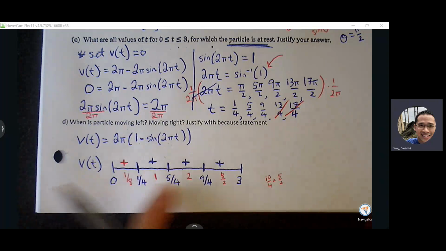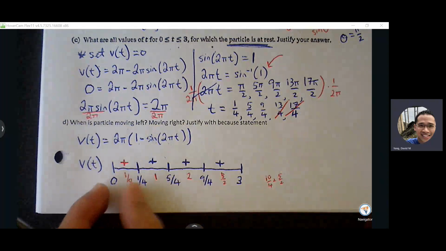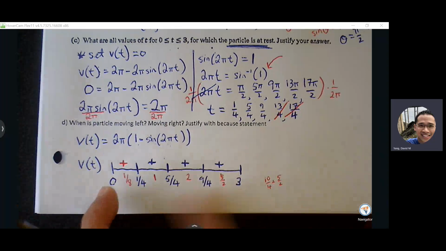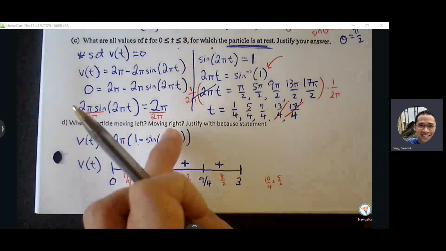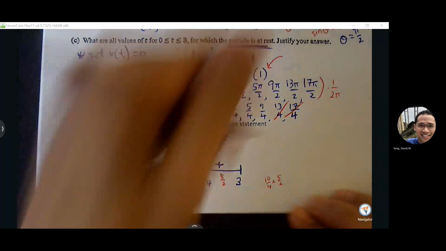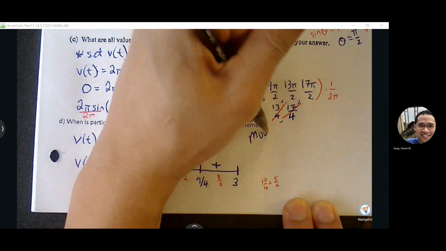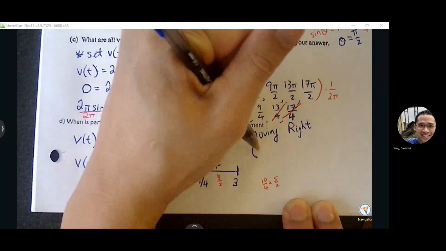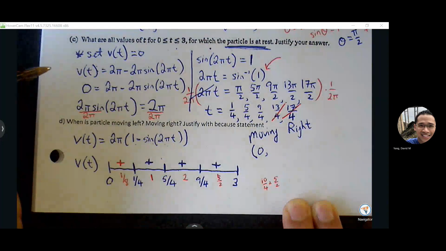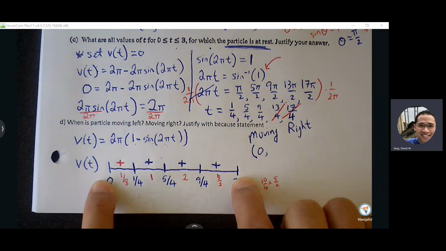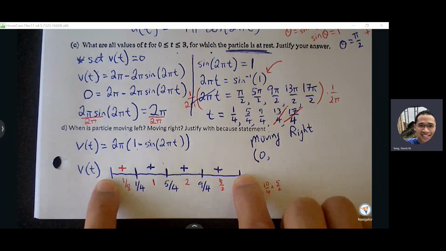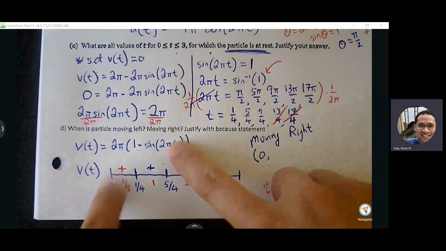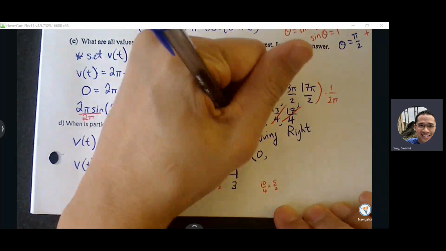But the process is there. Moving left, never moving left. Moving right, we have to state these 4 intervals. We can't just say from 0 to 3 because these are all stopping points. So it's only moving right or stopping. Actually, we're going to include 0 and 3 because 0 and 3 are not stopping points. It's actually moving at 0. If I plug in 0 and 3, it's giving me a positive value. So I'll put a bracket around 0 and 3.